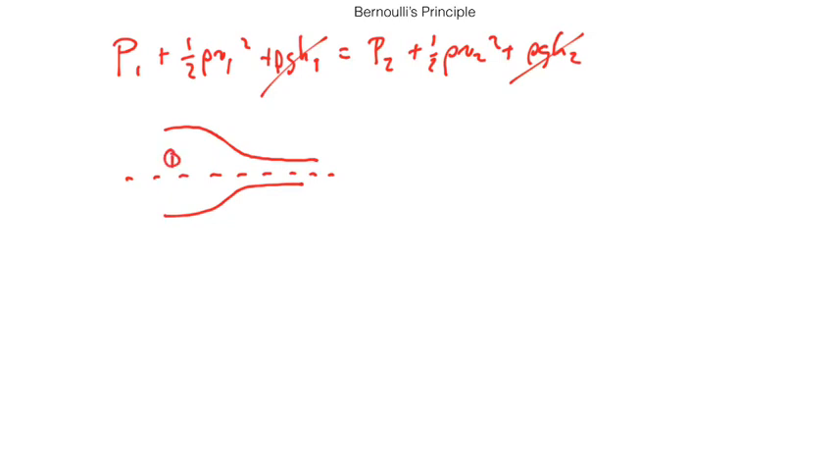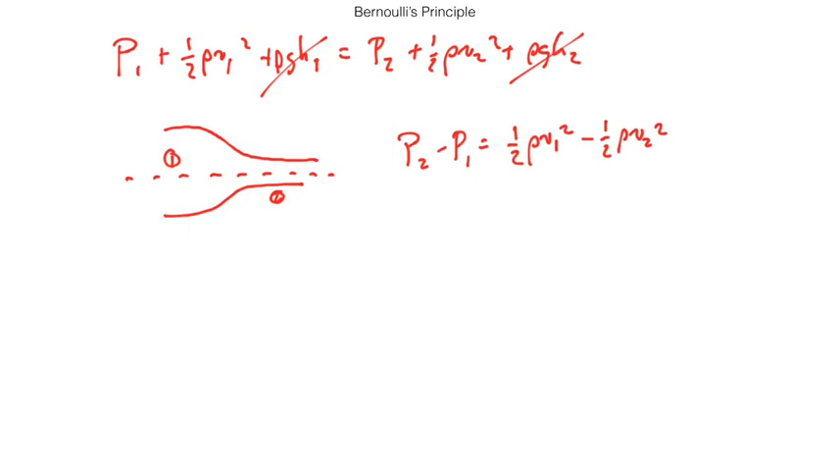Here's point 1. Here's point 2. Let's solve for the difference in pressure, comparing P2 to P1. Basically, I moved P1 over to the right-hand side, and it picks up a minus sign. Then I'm left with 1/2 rho v1 squared as a positive thing and 1/2 rho v2 squared as a negative thing. What is this telling me? I've got a delta pressure there, a difference in pressure between the two sections of the pipe.